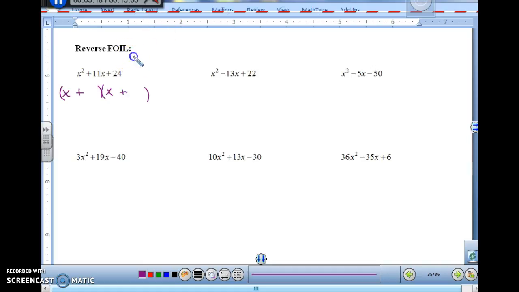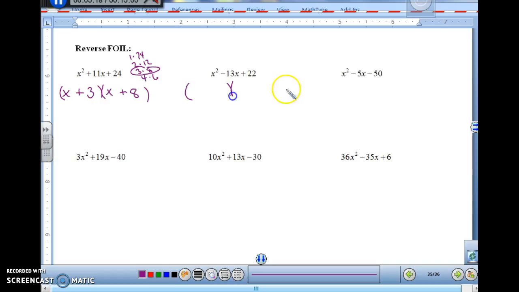Well, the factors of 24 are 1 and 24, 2 and 12, 3 and 8, and 4 and 6. Which one of these has a sum of 11? Well, it would be 3 and 8. So x plus 3, x plus 8. Very simple. We've been doing these since Algebra 1, so you should be very good at them. X squared minus 13x plus 22.